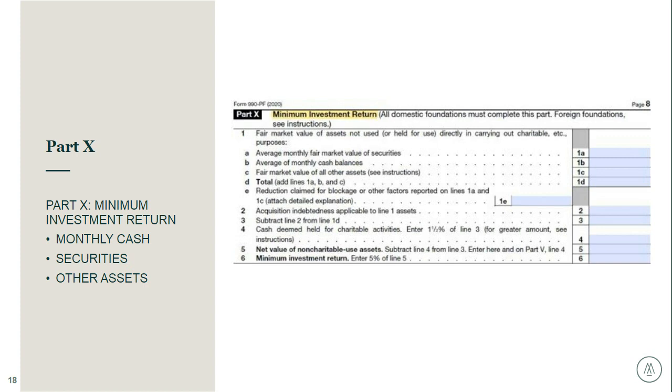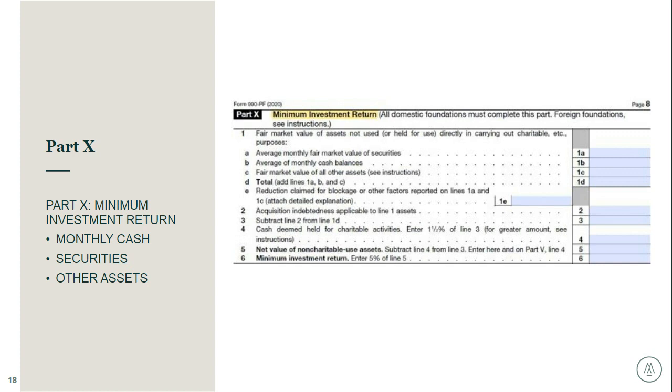You would not be required to include any office equipment, for example, that your program staff are using. If you have a building and a lot of it is taken up by program staff, there might be an allocation, and you wouldn't need to include the fair market value of the entire building in this calculation, just to give you some examples. Assets that tend to always be required to be included in this section, line 1A, the average monthly fair market value of securities.